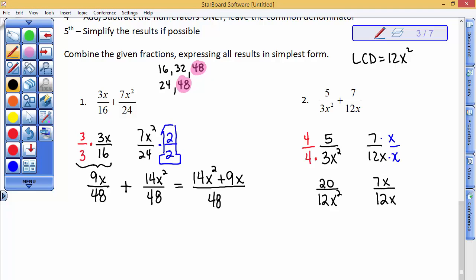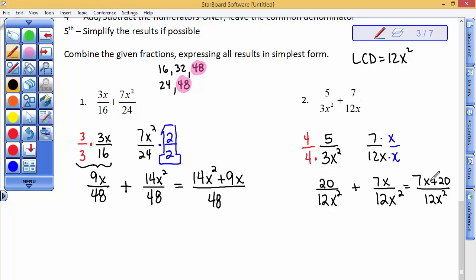You want to add these, and so the numerators are not like terms, so you just put the 7x plus the 20 side by side all over the common denominator of 12x squared. And 7x plus 20 cannot be factored. So there's nothing I can reduce it with downstairs. So I'm going to leave it as is.